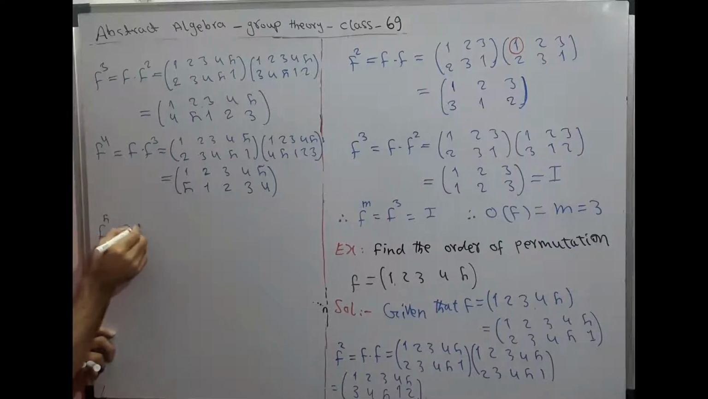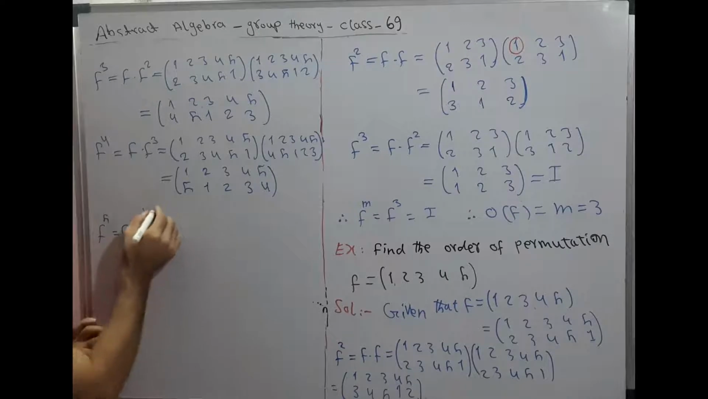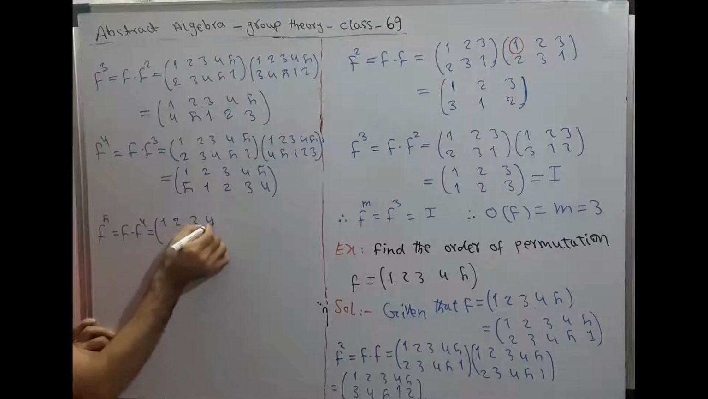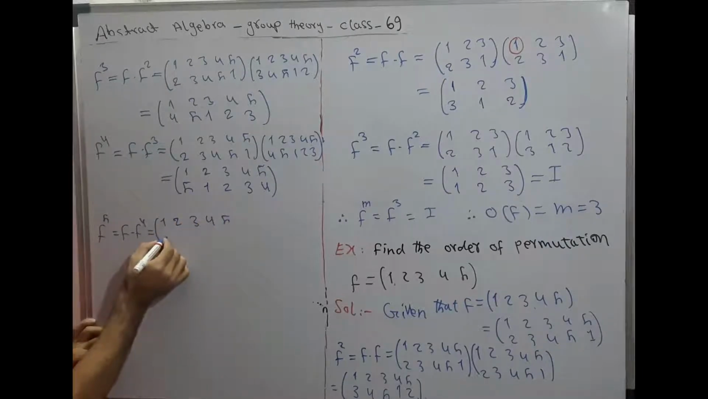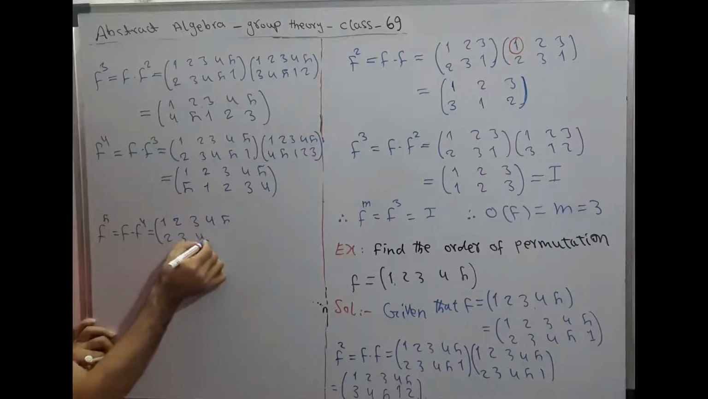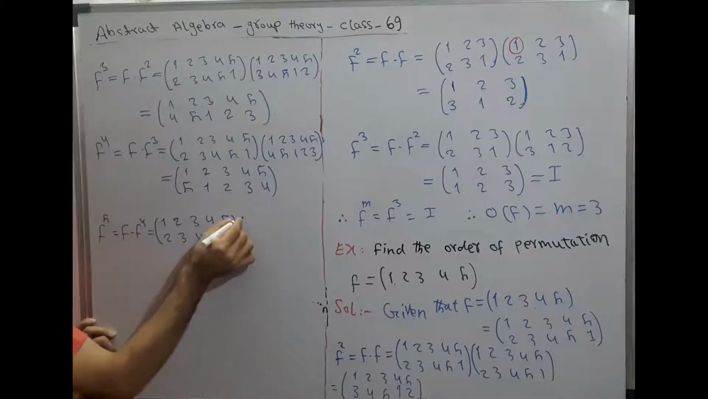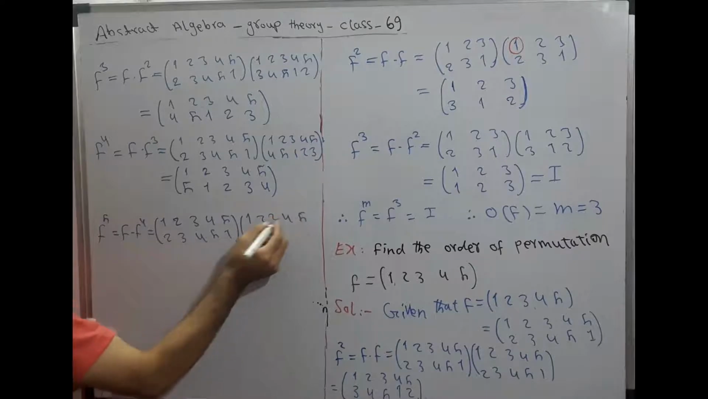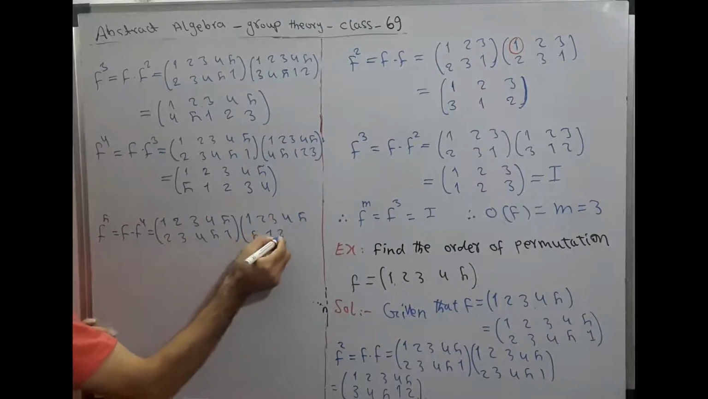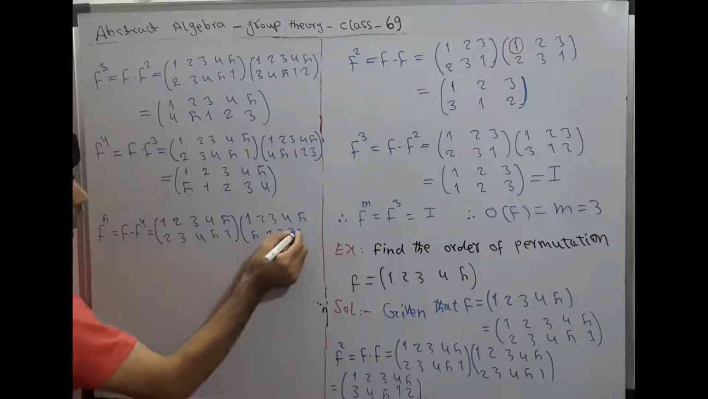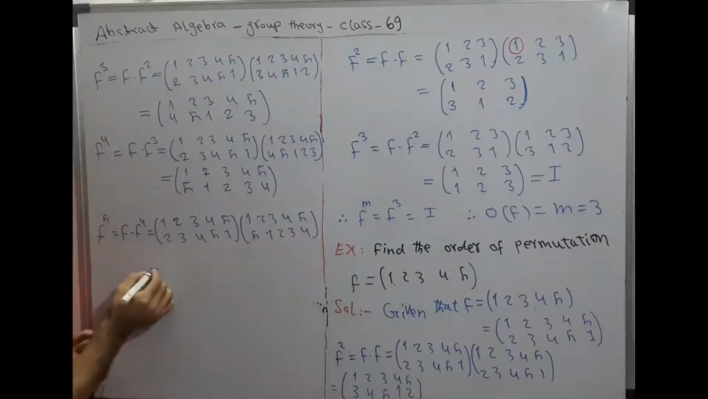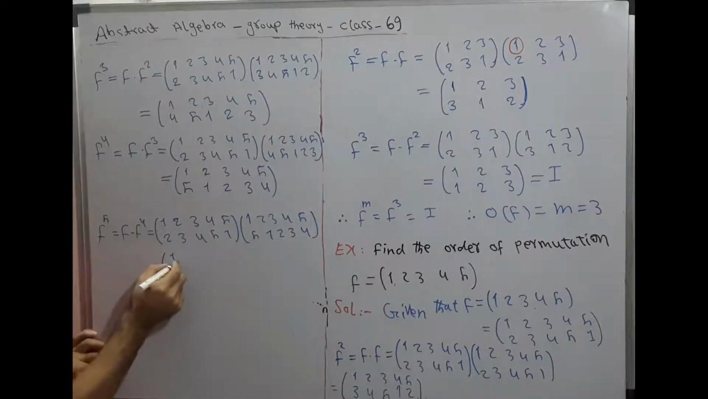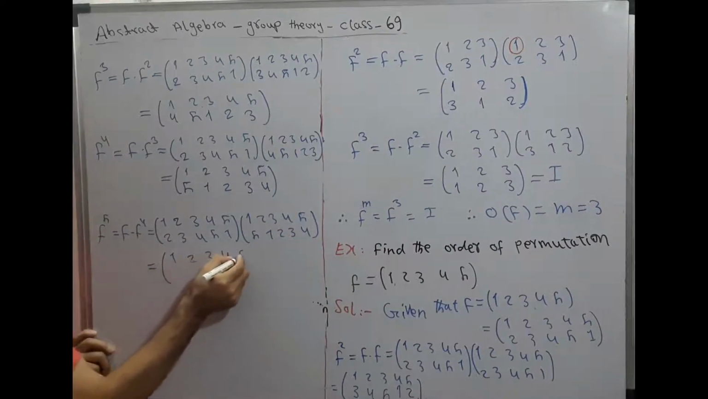f into f to the power 4 is equal to 1 2 3 4 5 / 2 3 4 5 1, into 1 2 3 4 5 / 5 1 2 3 4. It is equal to 1 2 3 4 5.